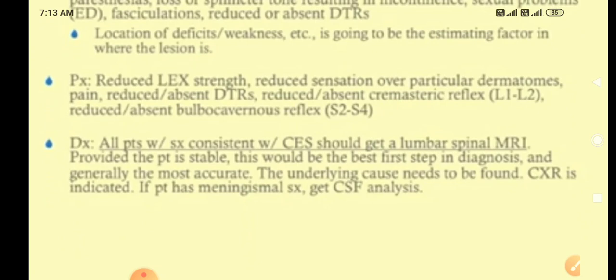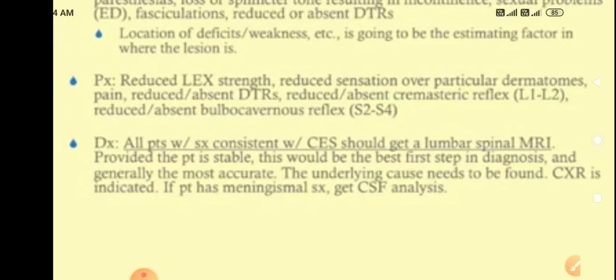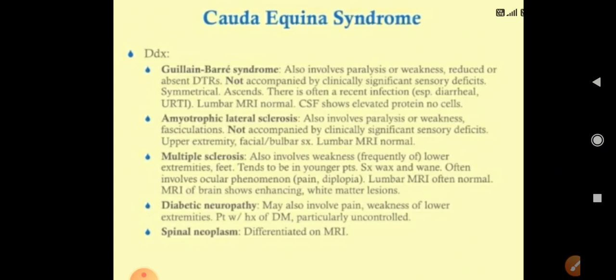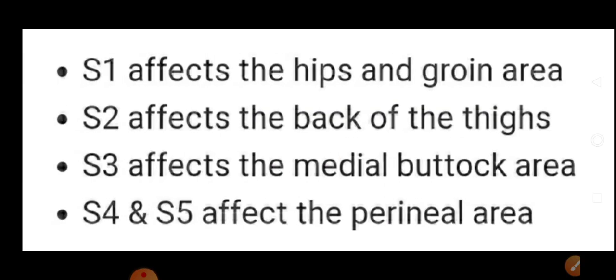To diagnose, patients with symptoms consistent with CES should get a lumbar spinal MRI. It's the gold standard. Provided the patient is stable, this would be the best step in diagnosis and is generally most accurate. The underlying cause needs to be found; chest X-ray is indicated. If the patient has meningeal symptoms, get CSF analysis. Okay. Differential diagnosis includes Guillain-Barré, amyotrophic lateral sclerosis, multiple sclerosis, diabetic neuropathy, and spinal neoplasia. Okay.